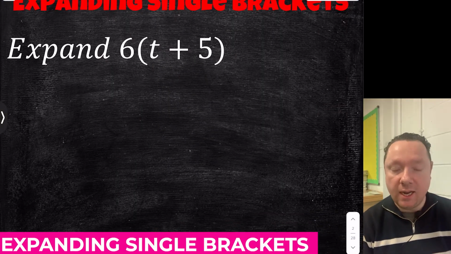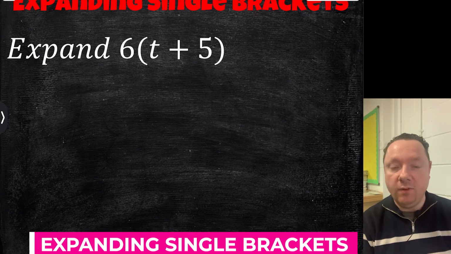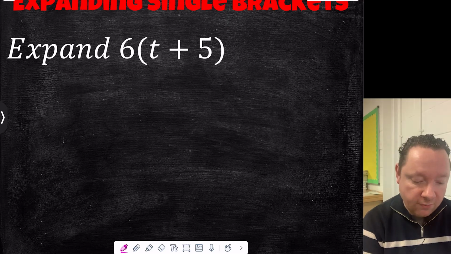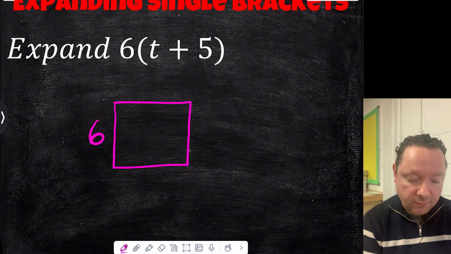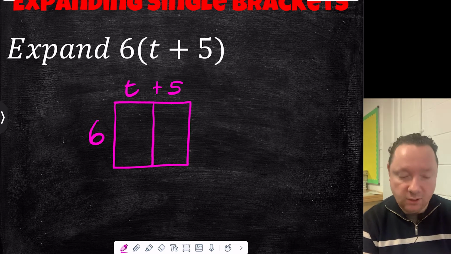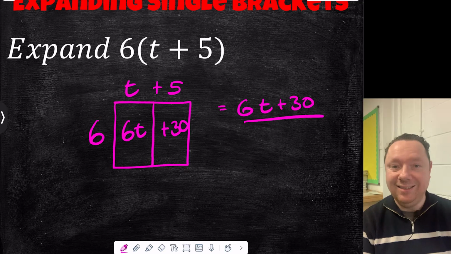Expand 6 bracket t plus 5. Now there's a number of ways you can think about doing this, but I like to think about the area method, basically drawing a box. So whenever I want to expand a bracket, I draw a box. On one side of the box, I put the first thing, which is 6, and then I'm timesing by t plus 5. So I separate the t and the 5, and then I just times everything together. 6 times t is 6t. 6 times 5 is 30, so it's plus 30. So my answer outside the box is 6t plus 30. And I'm done there. Simple example.